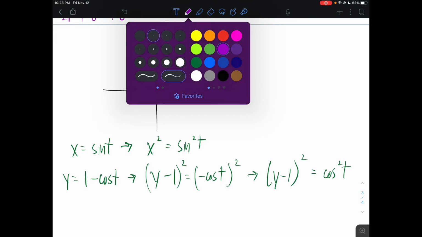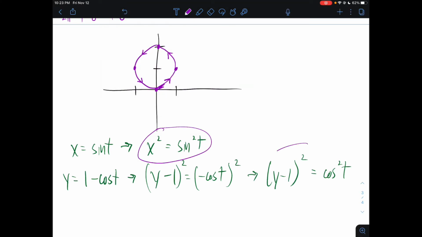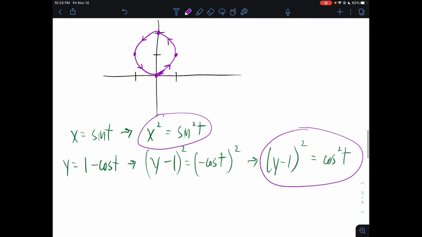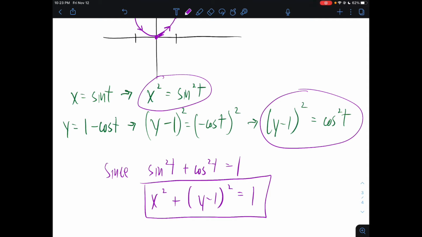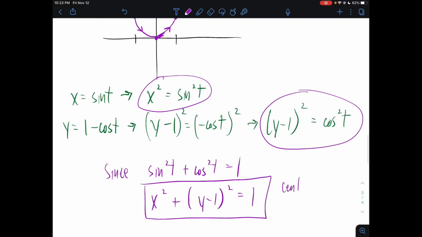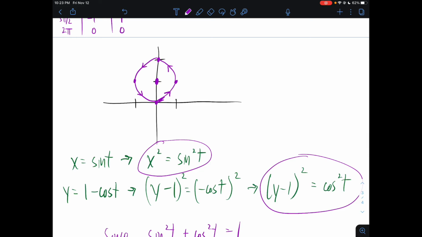Since we have sine squared as an expression and cosine squared as an expression, we can find their sum using the Pythagorean identity. Their sum would just be 1. And so what we get is x squared plus (y minus 1) squared equals 1, which is a circle with radius 1 centered at the coordinate (0, 1), which is exactly what we see here.